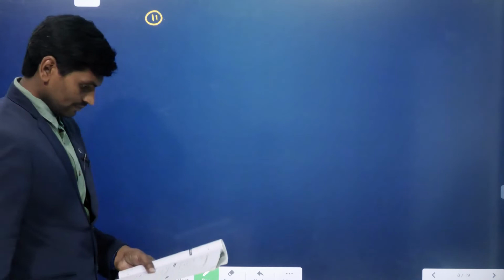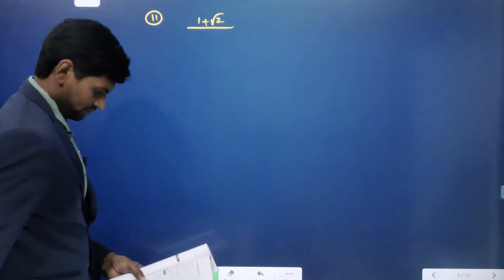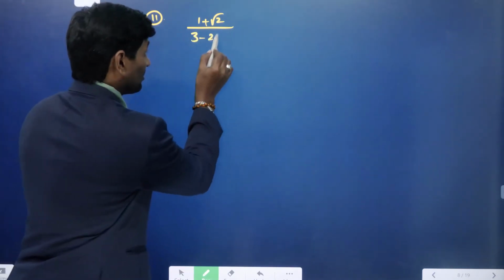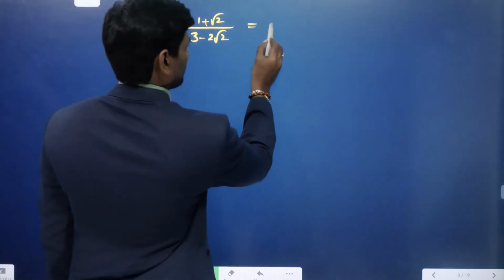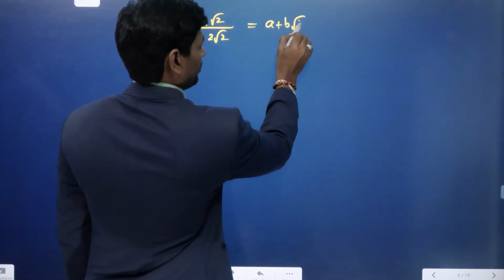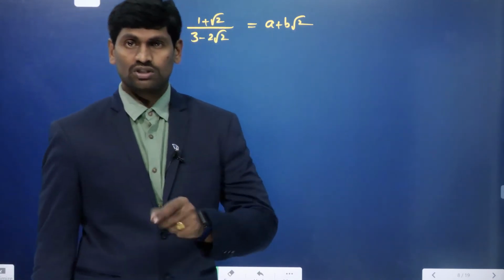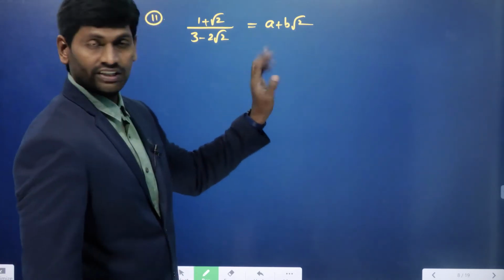That is, if (1 plus root 2) by (3 minus 2 root 2) is given as a plus b root 2, it seems. Now we need to find the value of a and b. A value, b value also we should identify.